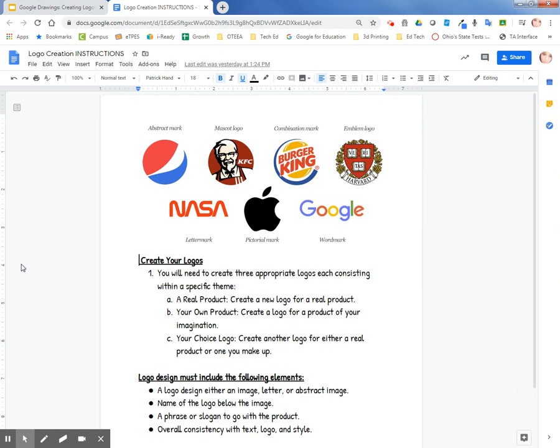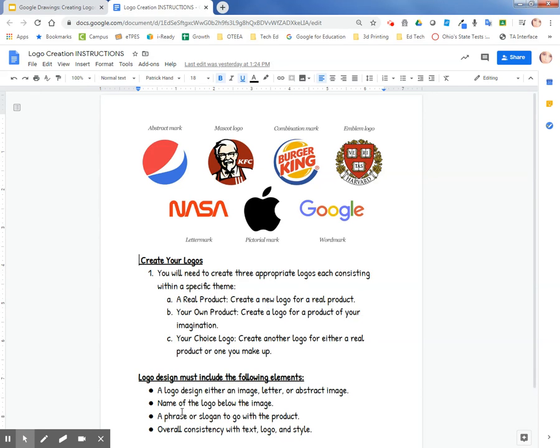So for your assignment, you're going to create a real product. You're going to redesign one. You do not have to use the ones that are at the top. Your own product and one of your choice. You can create another logo or make one up.